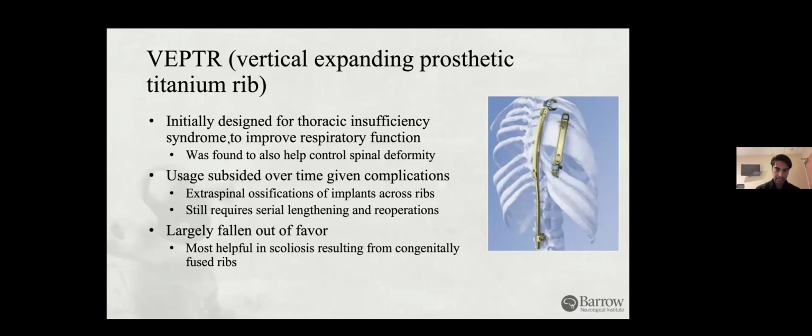Just wanted to include this. This is a cool operation that had developed because of thoracic insufficiency syndrome to help improve respiratory function, but they found that simultaneously it did help patients' spinal deformity. It was just something that I thought was historically neat, but it has fallen out of favor, mainly because of issues like extraspinal ossifications and the need for serial lengthening and reoperations once again.